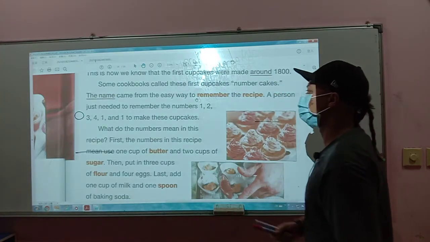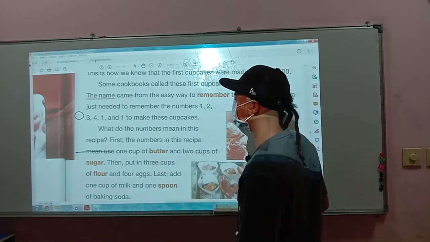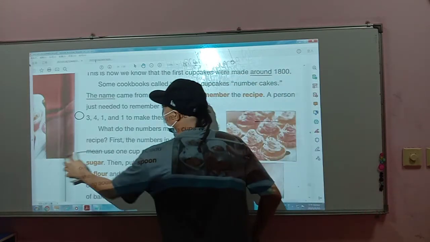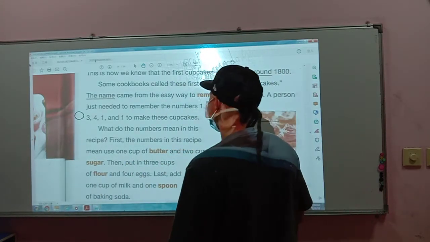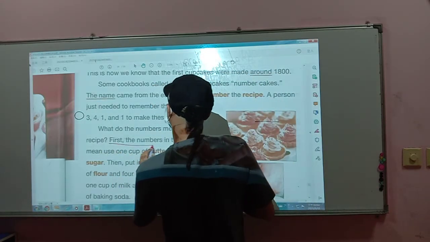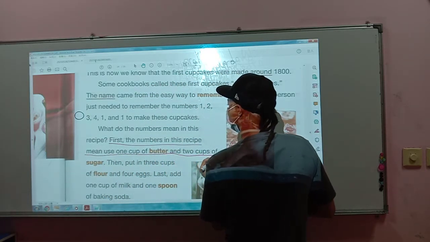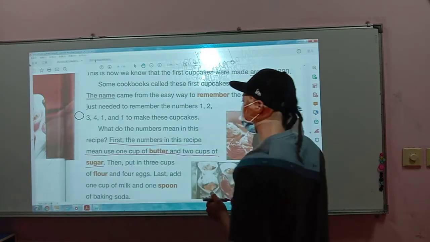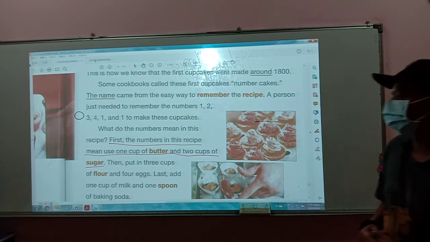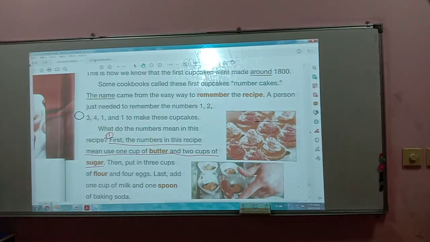So the first thing, what do the numbers mean in this recipe? First, the numbers in this recipe mean use 1 cup of butter and 2 cups of sugar. So for this answer, you should be underlining this sentence here. So we're going to underline the whole sentence. First, the numbers in the recipe mean use 1 cup of butter and 2 cups of sugar. Okay? So that was the first one. That's number 1. Let's go to number 2.